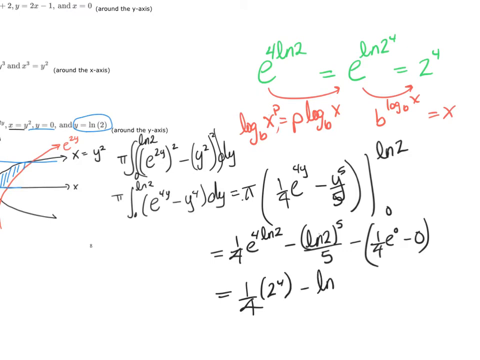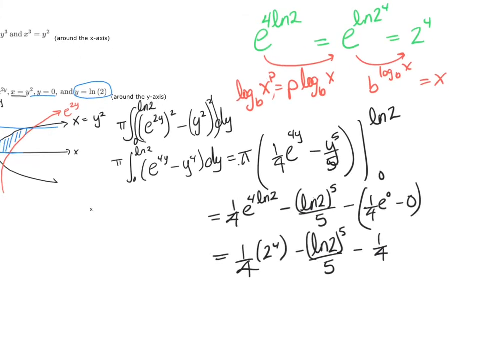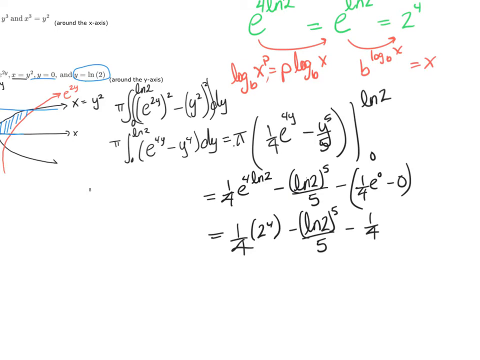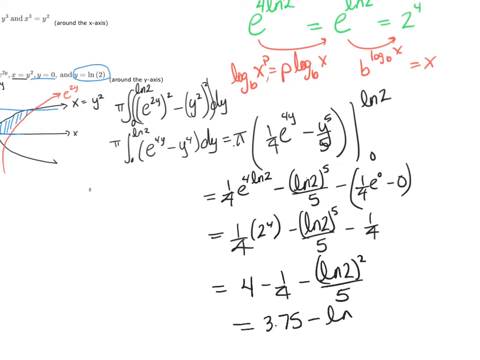And then minus the natural log of 2 raised to the 5th divided by 5. And then this is going to be e to the 0 is 1, so minus 1/4. All right. So I can actually put that in WeBWorK just like it is. I'm just going to clean it up a little bit with the decimal equivalent. 2 to the 4th is 16 divided by 4, so it's 4 minus 1/4, minus the natural log of 2, the quantity squared, divided by 5. So I might write this as 3.75 minus the natural log of 2, the quantity squared, divided by 5.